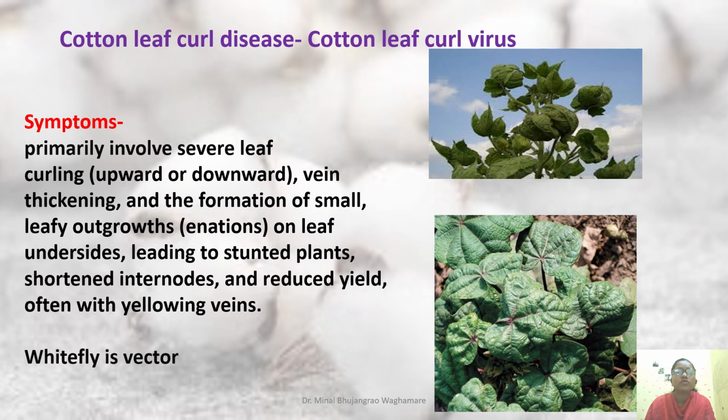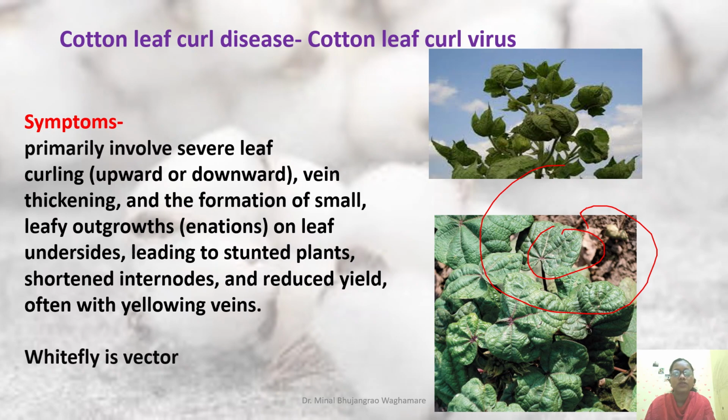Coming to the next disease, that is cotton leaf curl disease. The causal organism is the cotton leaf curl virus. Basically, it is a viral disease. In this, we can see the leaf completely curls upward or downward, the veins get thickened, and there is formation of leafy outgrowths on the leaf underside.